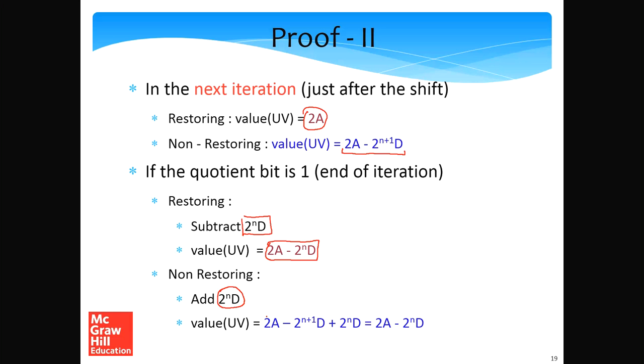So what we will get is 2a minus 2 to the power n plus 1 times d, this is what we began with. Since we are negative, we'll add 2 to the power n times d. So what we will get is this. As we can see, this is equal to this, which means that whenever we set the quotient bit to 1, the state of the restoring and non-restoring algorithms becomes the same.